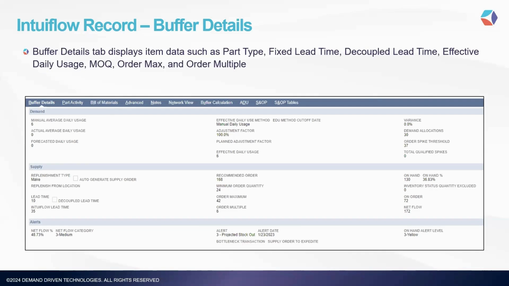And then you can see you can select here which of the three methods you want to use. And we have a blend option as well, which is a 50-50 split between the ADU and FDU options. And then you can also see any adjustment factors that may have been applied to an item. And on the supply side, you can see the replenishment type, the lead time, and decouple lead time of the item. And then any data points relating to the ordering policy, meaning the MOQ or the max and multiple.